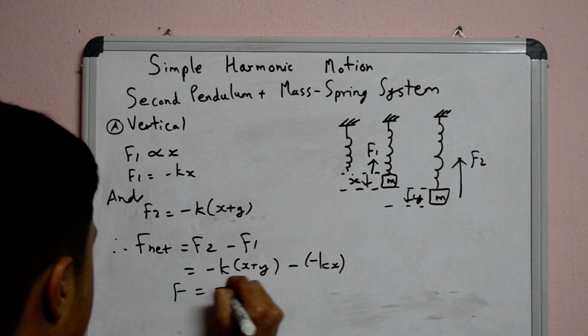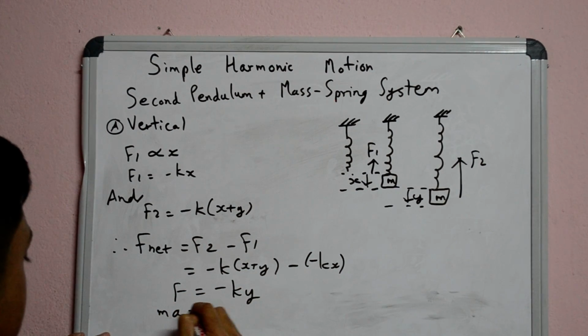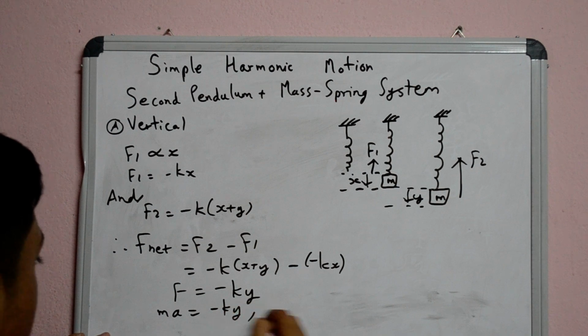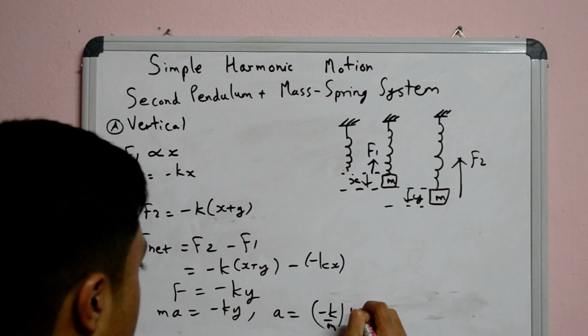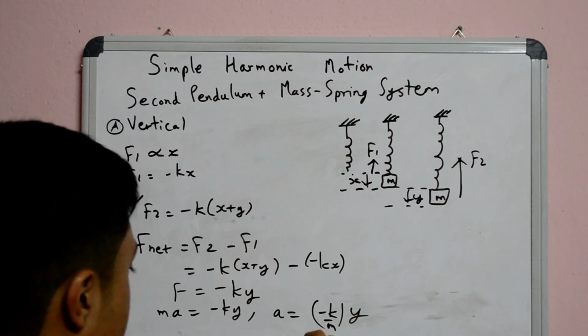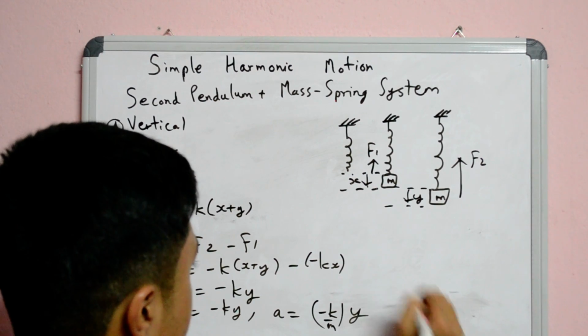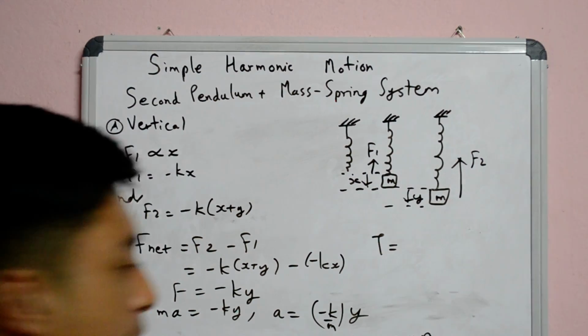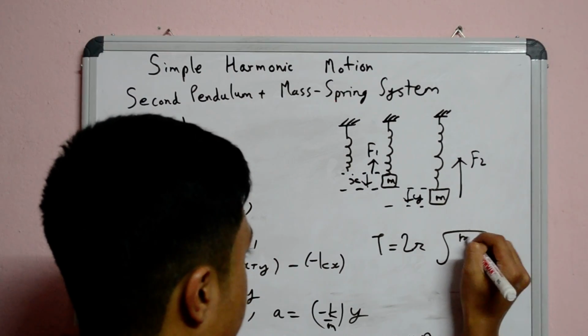F will be equal to minus ky. And again, using mass into acceleration equals minus ky, you'll again get a equals minus k by m into y. Therefore, a is directly proportional to y, which is simple harmonic motion. And again, the time period, let's write it directly, is 2 pi root m by k.